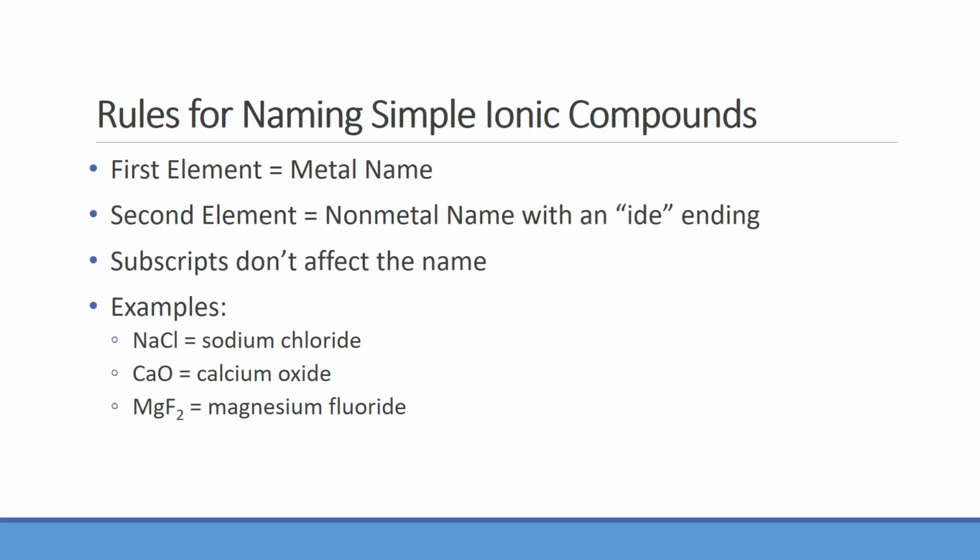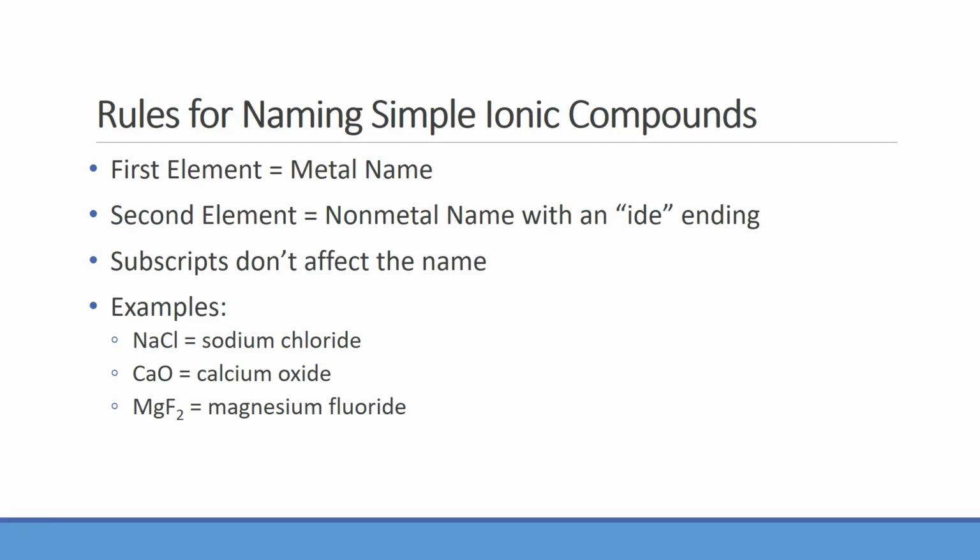The rules for naming compounds are pretty straightforward. These are all made up of 2 substances. The first element, you're just going to name it, and it's always the metal. So again, sodium is a good example. The second element will be a nonmetal, and we're going to drop off the ending and add IDE instead. And the subscripts will not affect the name. So here's a few examples.